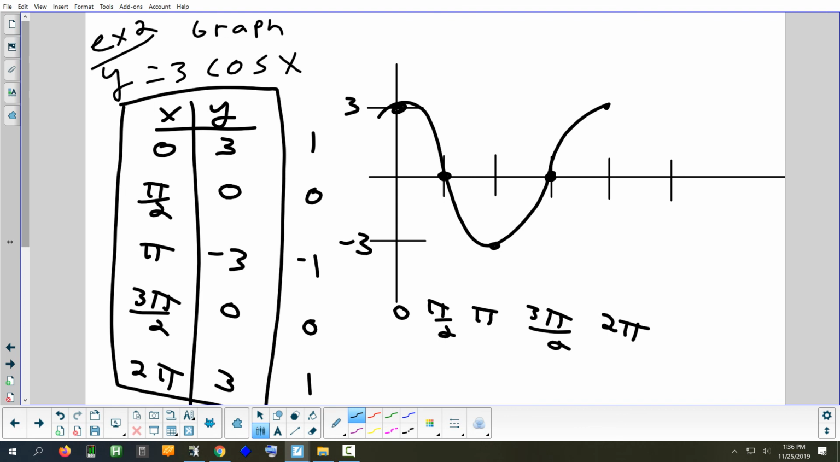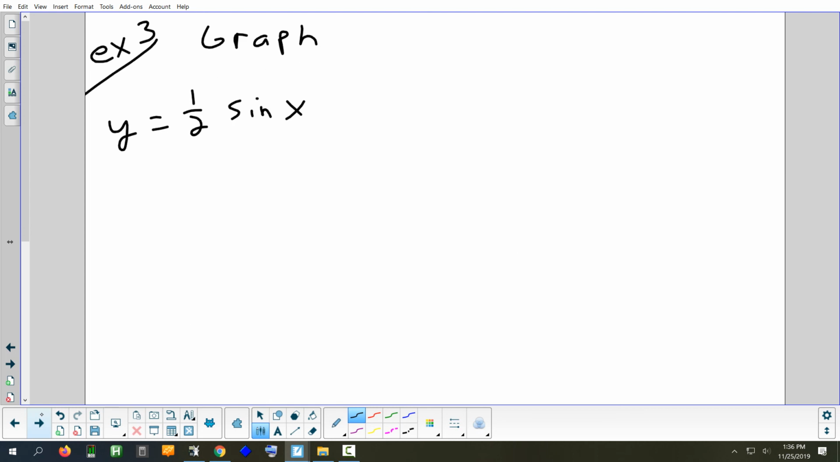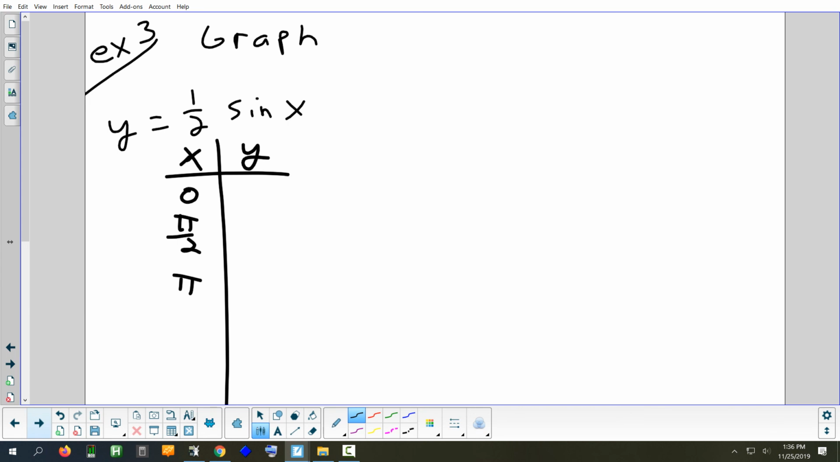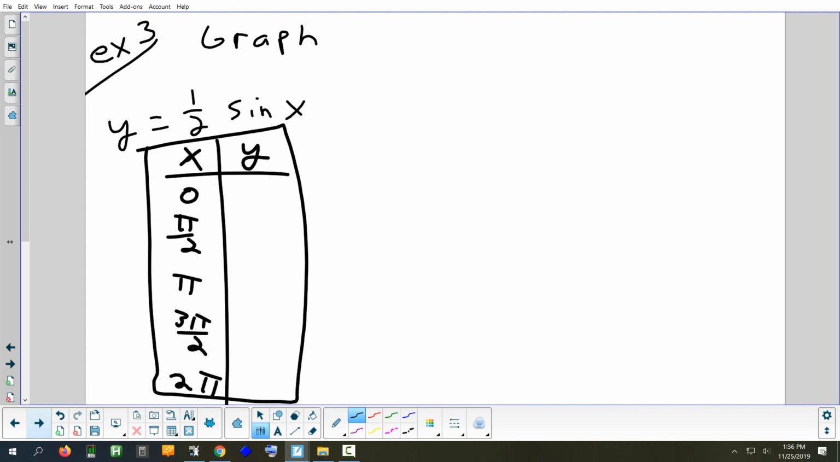Questions on that one? All right. Let's look at this one. I'm not going to sketch this one unless we need to. What are my x values here? 0, pi over 2, pi, 3 pi over 2, and 2 pi. And now let's see if we can do the y's without writing the originals first.